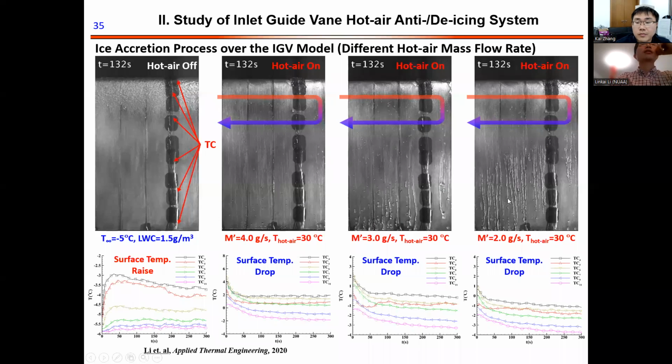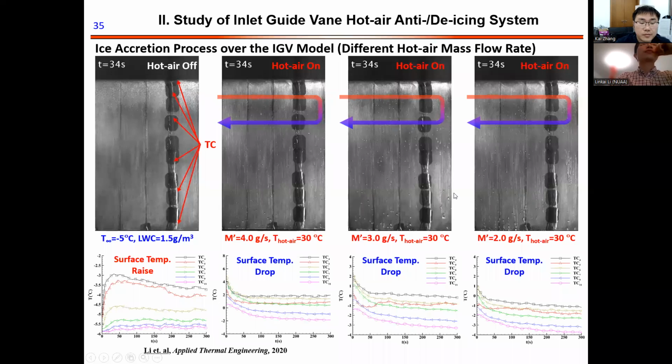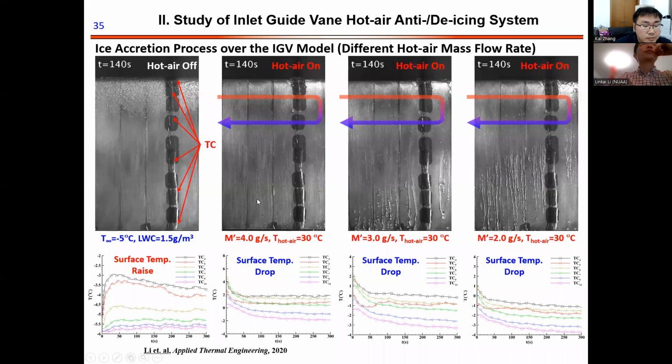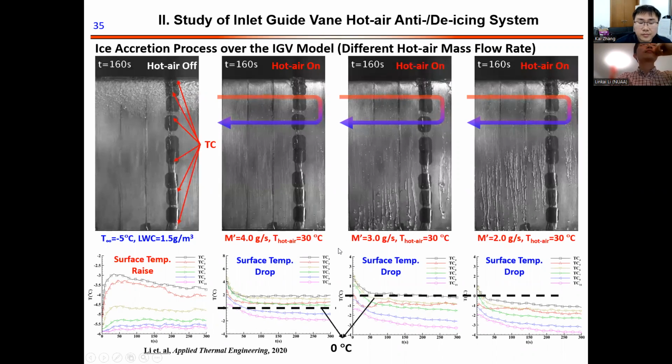And this is not good for the aero-engine's performance. So if we want to have a better performance of the inlet guide vane, we want there to be no ice buildup on it. This also shows the surface temperature dropping from larger than 0 degrees Celsius to lower than 0 degrees Celsius.